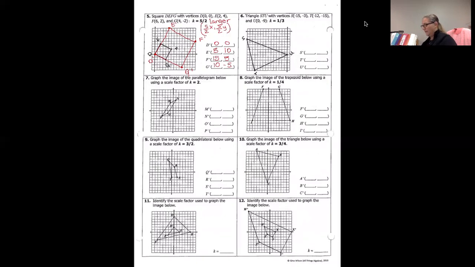Taking a look at problem number 11, identify the scale factor. So again, you're looking from D to D prime, or E to E prime, or F to F prime. It doesn't really matter which one you're looking at. D is 0, 6, and I go to D prime, which is 0, 2. So the zeros don't change, which means I need to look at how I went from 6 to 2. Well, from 6 to 2 is a division of 3. So your scale factor is 1/3 because you've gotten smaller. If you get bigger, then your K, or your scale factor, will be greater than 1.